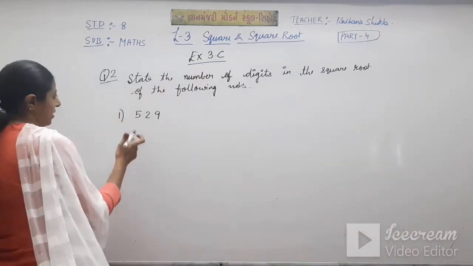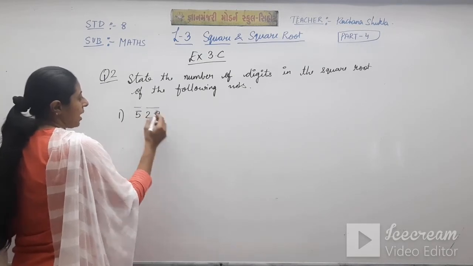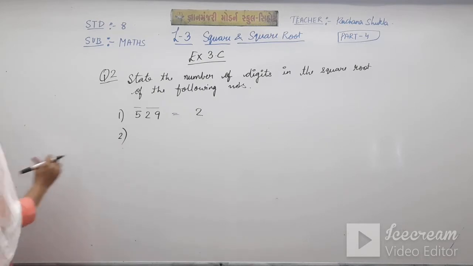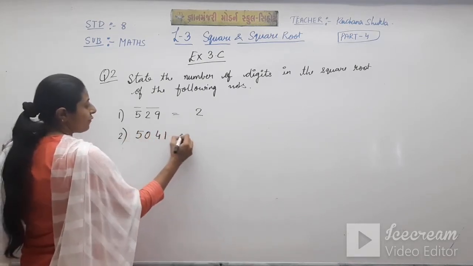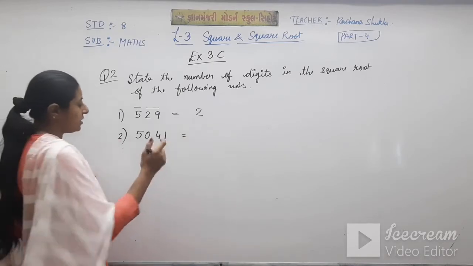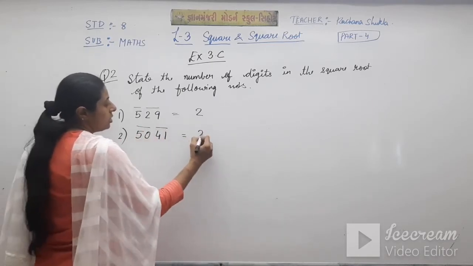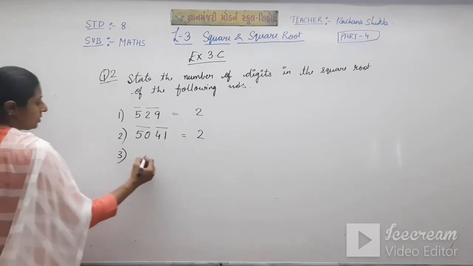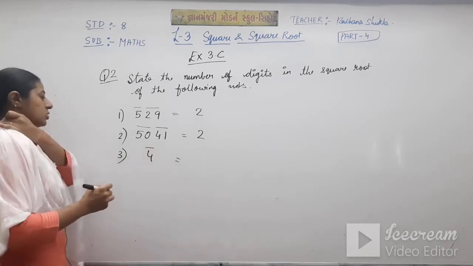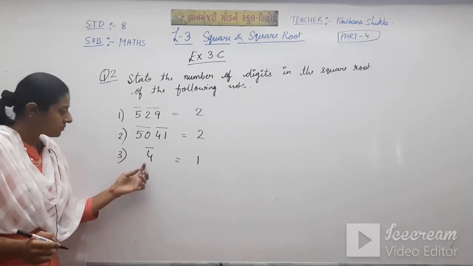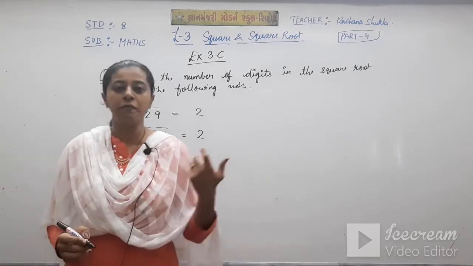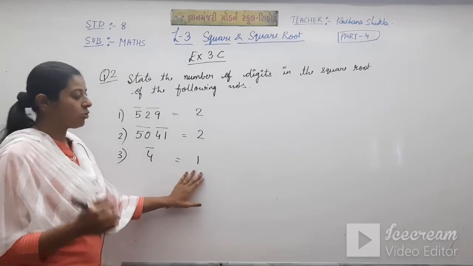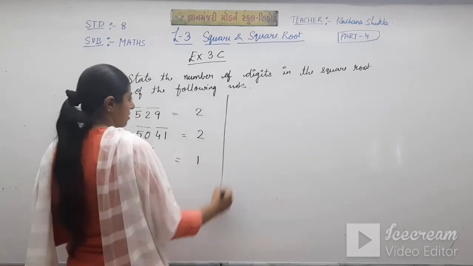You can directly find out by grouping the digits: 1 and 2. So it will have a 2-digit square root. Then the next one, 5041. Make pairs of two digits, here 1 and here 2. So this will also have a 2-digit square root. The next one, the third one, is 4. Only one number, so it will be 1. You all know the square root of 4 is 2, and 2 is a 1-digit number, so we will write 1.